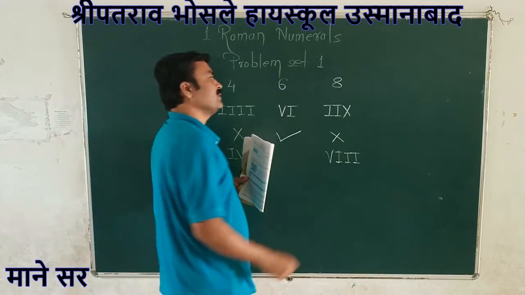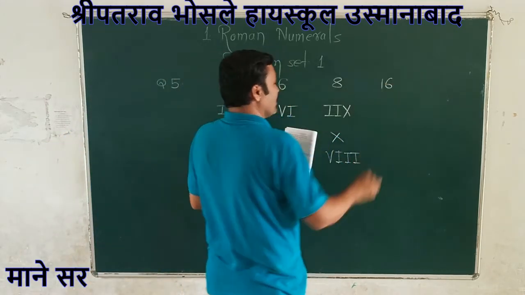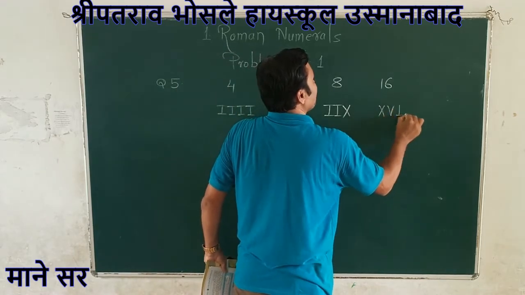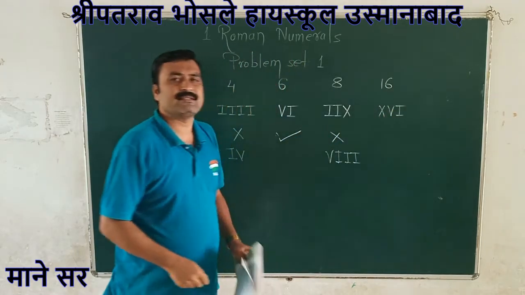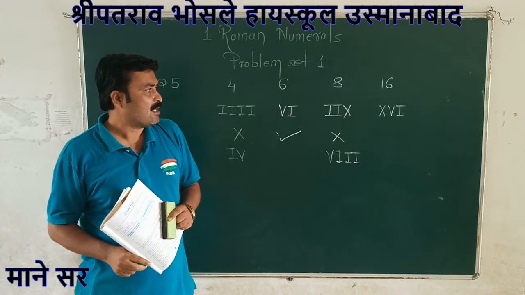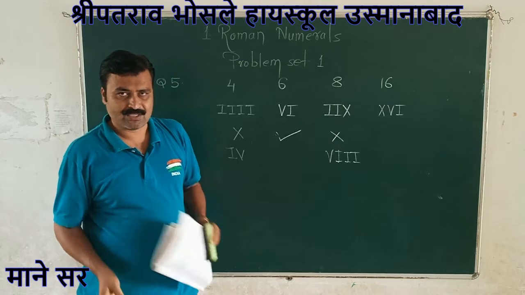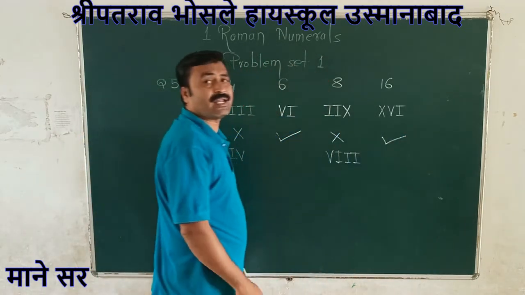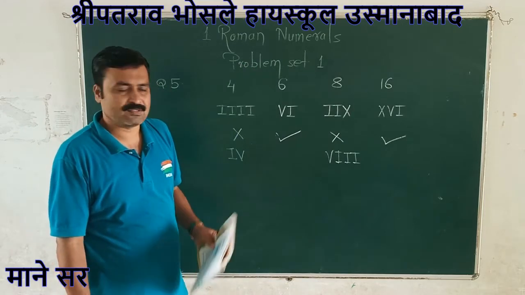Thereafter, the fourth example that is given there, 16, and the Roman sign for that 16 given as XVI. Now let's think whether this pair is correct or wrong. So I think 16 and XVI both match here. That means this is the correct pair. So we put a correct sign into the box here.